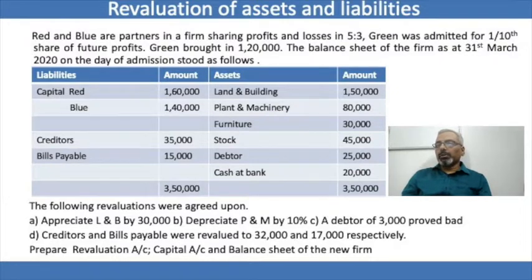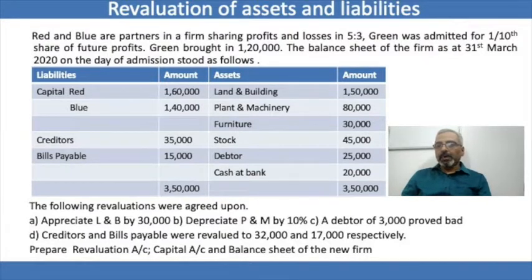Now if we move on to the asset side, we have land and building 1,50,000, plant and machinery 80,000, furniture 30,000, stock 45,000, debtors 25,000, cash at bank 20,000, so the total is 3,50,000. Now on the admission of Green, who has come in for 1/10 share, the following revaluations were agreed upon.